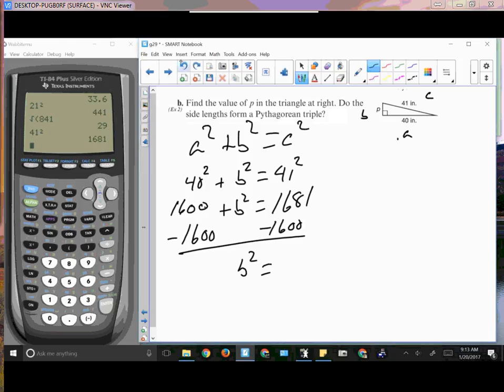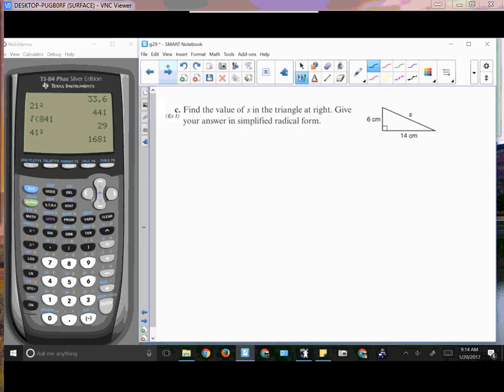So, this turns out to be 81. B turns out to be equal to 9. So do I have a Pythagorean triple? The answer is yes. But again, if all you're doing is hitting buttons on a calculator, you're never going to know that. So, give this a try.